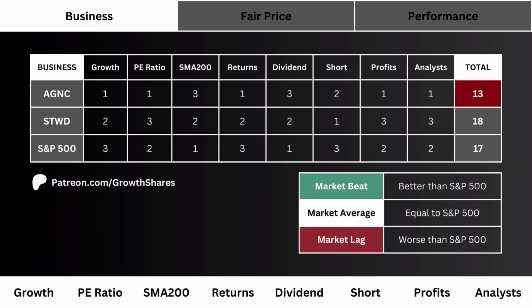Now that we've got all the business metrics analyzed, we put their point totals on this grid and add them all up. The stock with the highest point total is considered the stock with the best business. As a comparison, I put the most importance on our company versus the S&P 500. If we have a higher score than the market, it has a better business than its 500 combined companies.